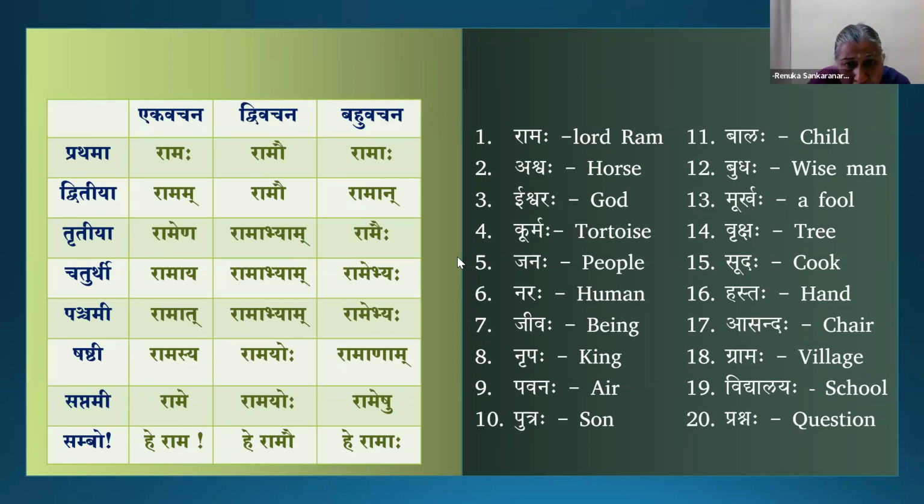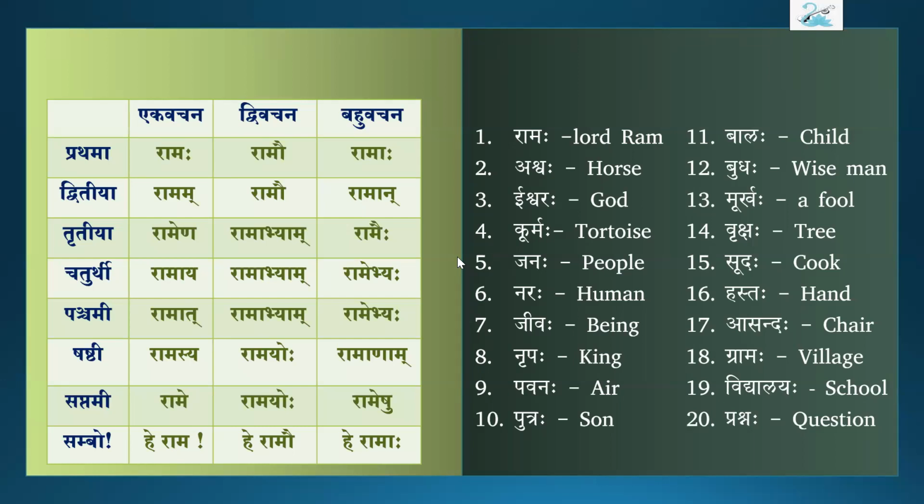One second, Guruji. All these 20 words you have written, from Rama to Prashna, are all Akaranta Pullinga Shabda, Akaranta nouns. You can decline them similar to Rama. You can use any other noun like Samartha or Kanishkaha. Go ahead with your name, Samartha. With my name, yes.